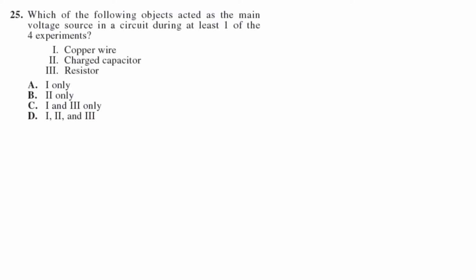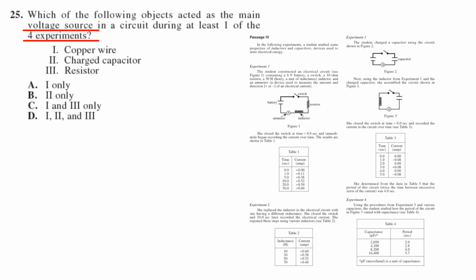Number 25, which of the following objects acted as the main voltage source in a circuit during at least one of the 4 experiments? We have to look at all of them. A little bit of knowledge here as well. So copper wire is not a source of energy. It conducts the energy, but it's not the source. Charged capacitor sounds right because it says charged, right? Resistor is not the source. In fact, it reduces the energy, right?